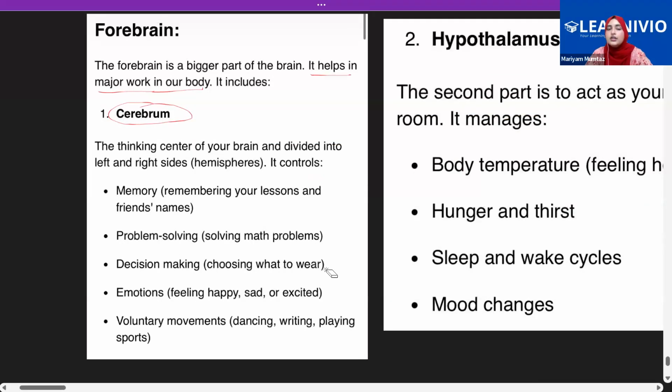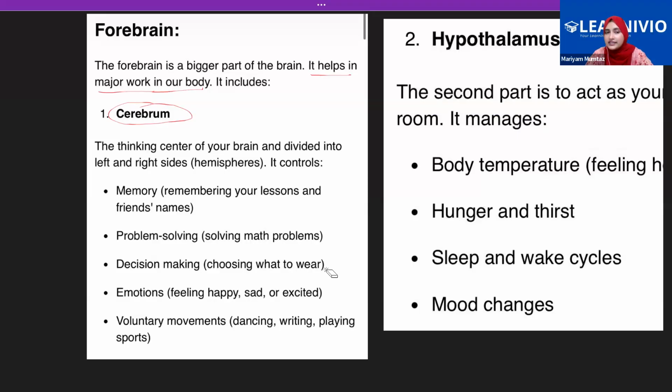Further information. When we talk about the forebrain, the cerebrum is the main thinking center. If you see the cerebrum from the top, it is divided into left and right parts, and those parts are called the cerebral hemispheres. So we have two hemispheres, left and right. Memory comes under this. Problem solving also comes under this. Decision making, emotions, voluntary movement, all of these are functions of the cerebrum.